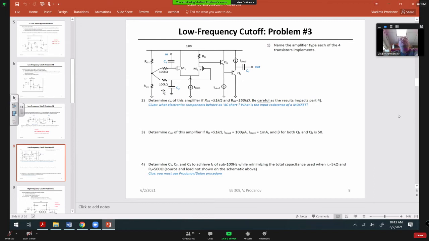Do you understand this capacitor? What does it do for you?